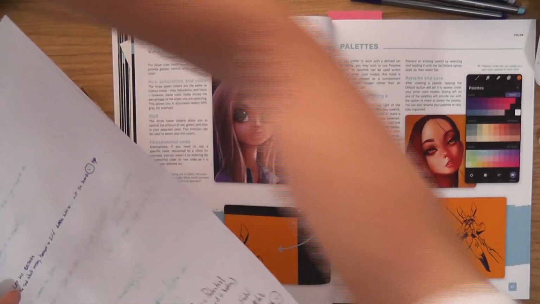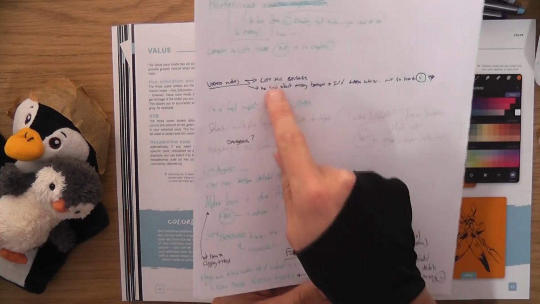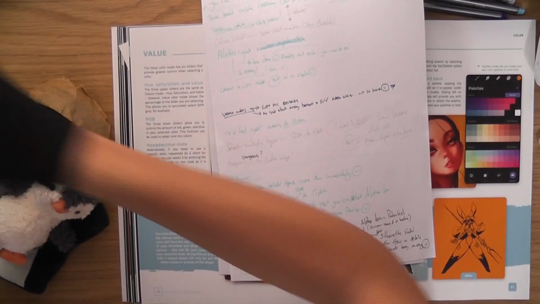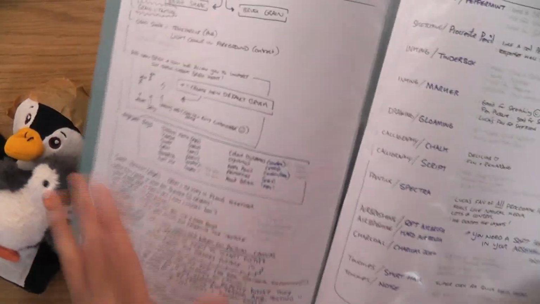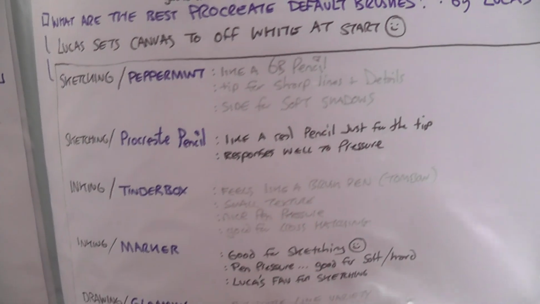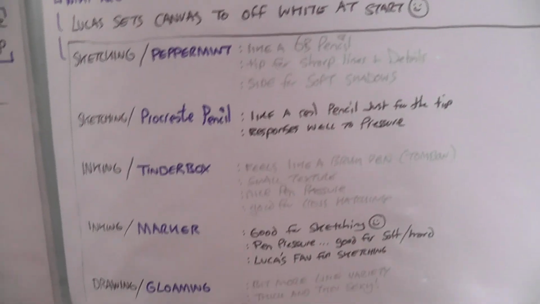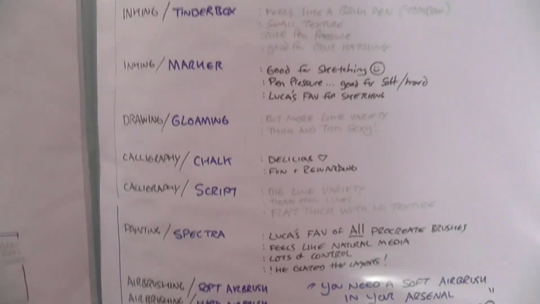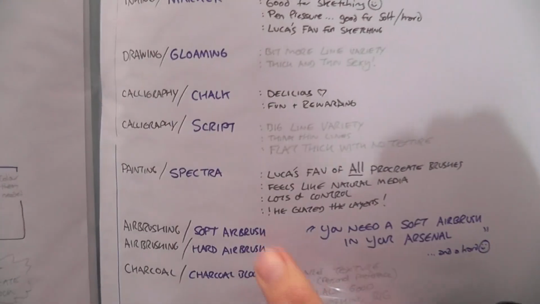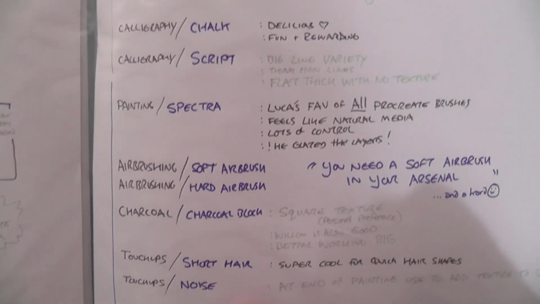I'm just onto the layers bit at the minute. What else is in here? Look. So I've got all of these brushes. This is all of the brushes that Lucas recommends in his video, and this is all the things he said about it. But my favourite is actually the peppermint one. I think that could end up being my all-time favourite. The soft brush, I started to see the potential of that one.